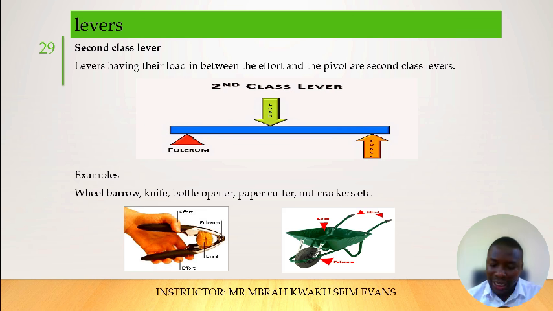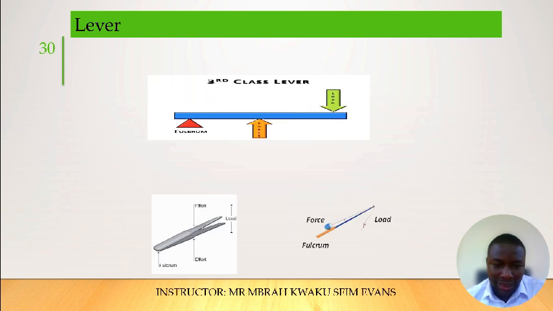That is a second class lever. Knife, bottle openers, paper cutter, nutcrackers, these are examples of second class levers.